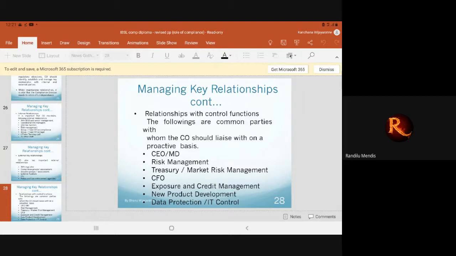Internally, on relationships with control functions, the following are common parties with whom the CCO should liaise on a proactive basis. In maintaining those relationships, you need to liaise with these parties on a proactive basis. Underline the word proactive. You need to liaise with the CEO not to run to him after something happens, but on a proactive basis, and set the tone from the top.